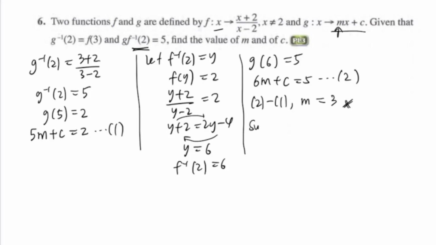Okay, if you want to find c, just sub inside any equation, say equation 1. So 5 times 3 plus c is now 2, right? 15 bring over, 2 minus 15, c is negative 13.